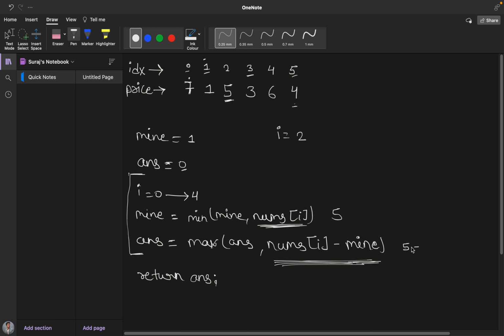And what is the minimum I have found till here? Minimum is 1. 5 minus 1, 4, is it greater than 0? Yes, it is. So answer will be updated. I have found something better.